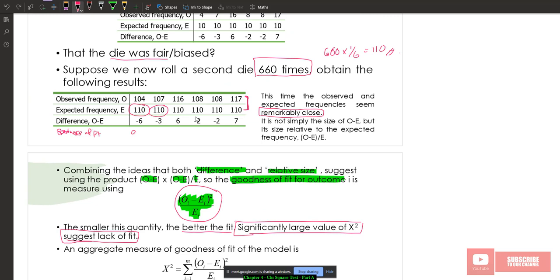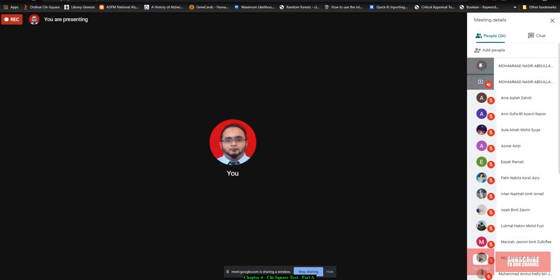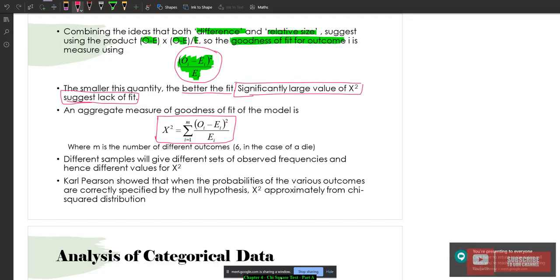Goodness of fit is the observation minus the expected, squared, divided by the expected value of each outcome. So each outcome has its own goodness of fit, right? The total, or summation, of all the goodness of fit is a chi-square distribution. This is just information for you to understand.